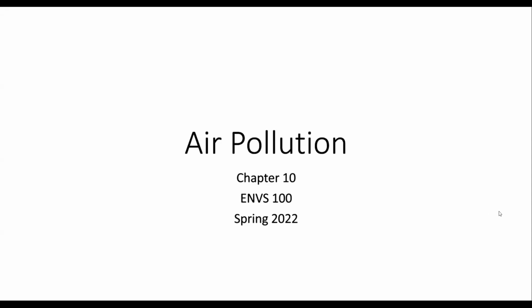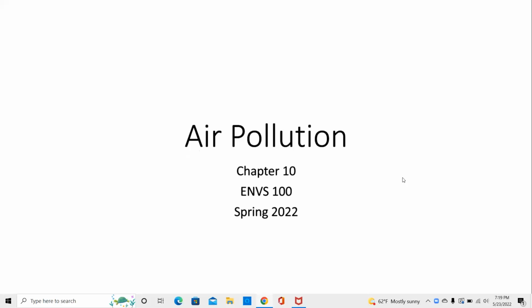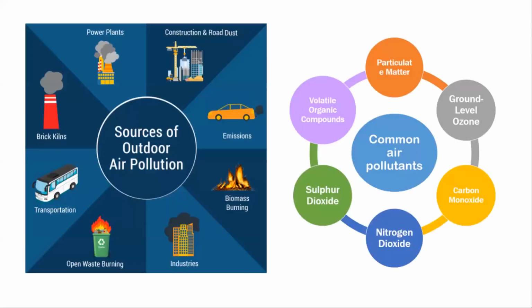All right, so with chapter 10, we're going to be looking at air pollution. And when we're thinking about air pollution, it comes from a whole bunch of different sources. And there's also going to be a whole bunch of different types of air pollutants. You can see just a couple of quick ones here. We're going to go through a whole bunch of them as we go through this chapter.